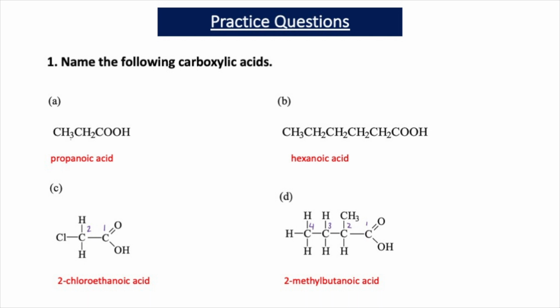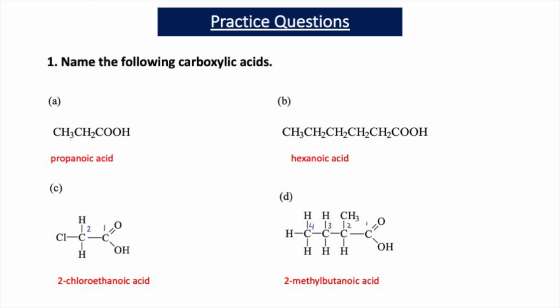So now let's go through how we name the first 4 carboxylic acids. So the first carboxylic acid is a 3-carbon carboxylic acid, and a 3-carbon alkane is called propane. So a 3-carbon carboxylic acid is called propanoic acid. And for B, we have a 6-carbon carboxylic acid. So a 6-carbon alkane is hexane. So the corresponding carboxylic acid is hexanoic acid.